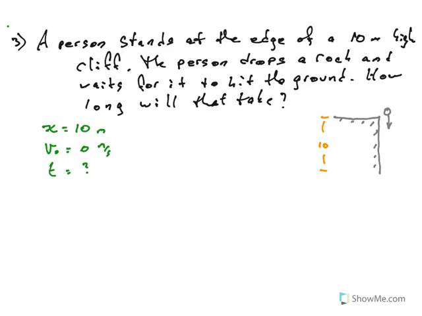One must ask the question, well, wait, if the rock started with no velocity, why does it hit the ground? Why does it move? Why didn't it just sit there? The reason is because gravity is pulling the rock down. And here's our first example where gravity comes into play. How do we consider gravity in our problems?